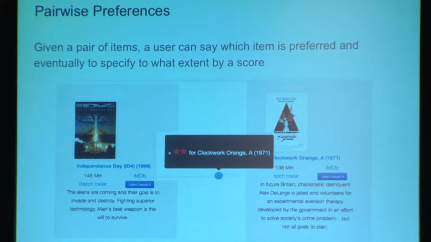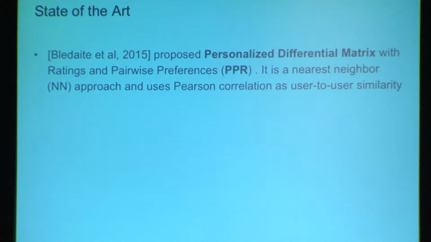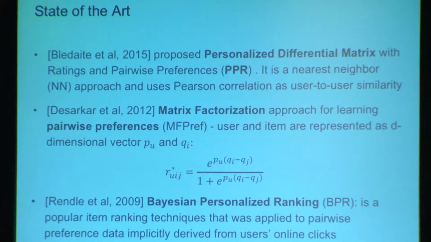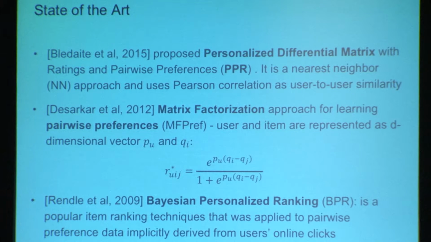Let's see some of the state of the art. Before that, most of the research in recommender systems is dominated by rating models, and very few have used pairwise preferences. And we found these as the top algorithms. The first one is a prediction algorithm, which uses Pearson correlation as a user-to-user similarity to predict the unknown pairwise preference. The second one is a matrix factorization, which uses the inverse logit function to predict a missing pairwise preference. And the final one is the popular Bayesian personalized ranking, which has been applied to pairwise data for implicit data.